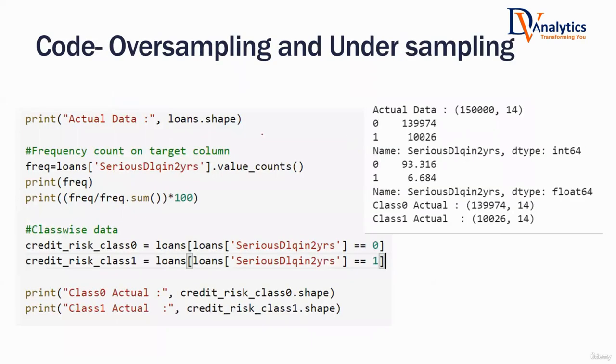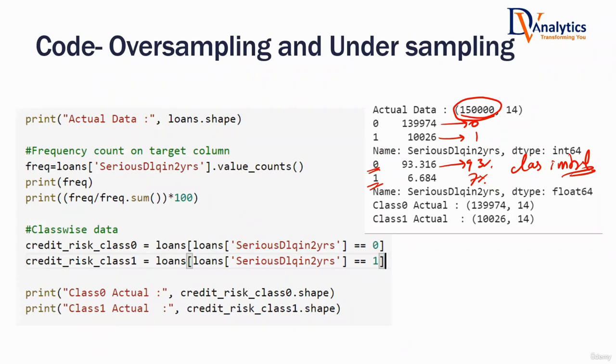In our credit risk data set, in the overall actual data, 1,50,000 rows are there. Out of them, 1,39,000 are of class 0. Only 10,000 are of class 1. That means 93% is class 0, roughly 7% is class 1. Obviously, this data is suffering from what problem? Is this overfitting? We haven't built any model, but by looking at 0 and 1, what is this problem called? This is the problem of class imbalance.